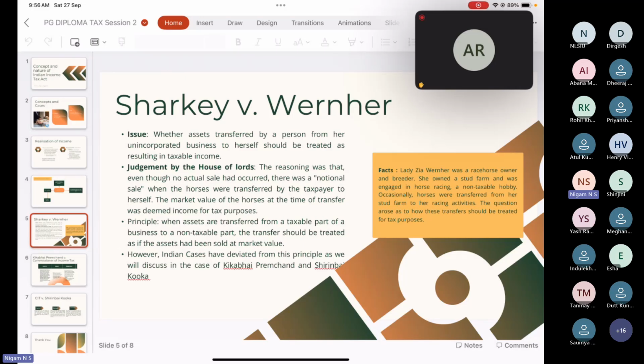Interestingly, Indian cases have deviated from this principle, as we will discuss in the case of Kikabai Premchand and Shirinbai Kuka, but we will do that after a short break when we come back.